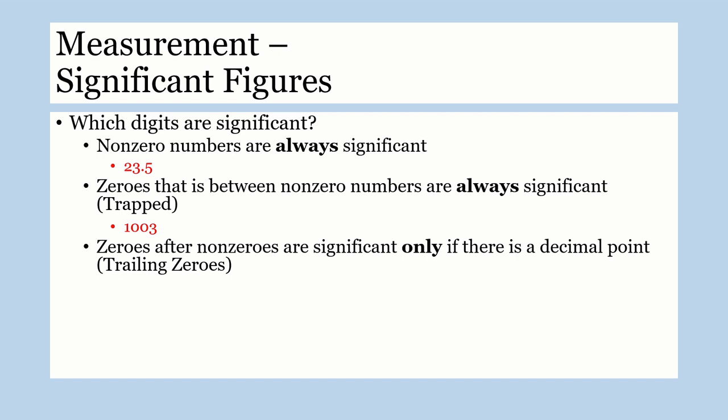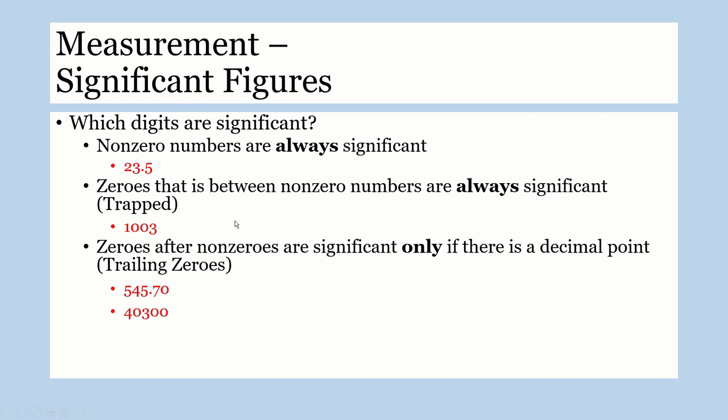Zeros after non-zeros, so these are called trailing zeros, are sometimes significant. They're only significant if there is a decimal point, and that decimal point needs to be somewhere in the number. Doesn't matter where it is, as long as there's a decimal point somewhere in the number, those trailing zeros are definitely going to be significant. I have two examples here. So we have 545.70. That zero is significant. It is a trailing zero, so it happens at the end of the number, and it happens in a number that has a decimal point. So it's a trailing zero with a decimal point.